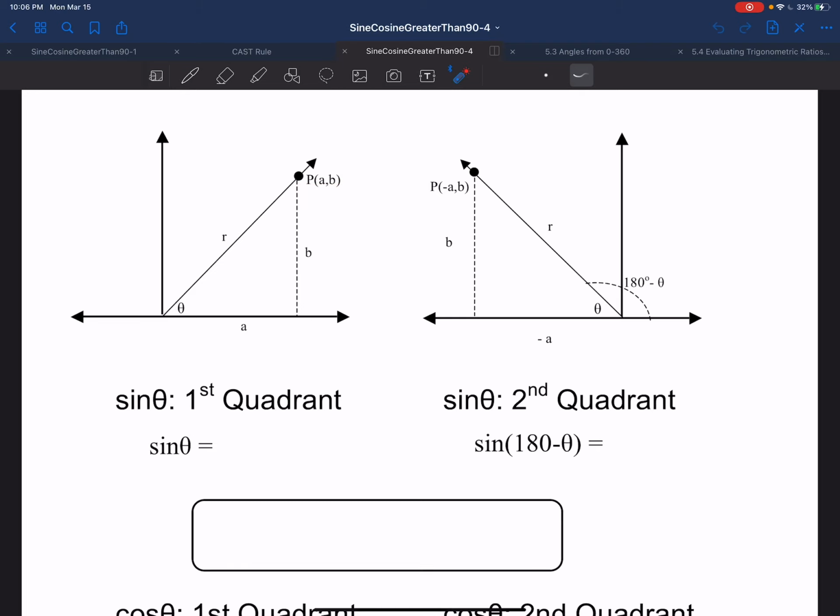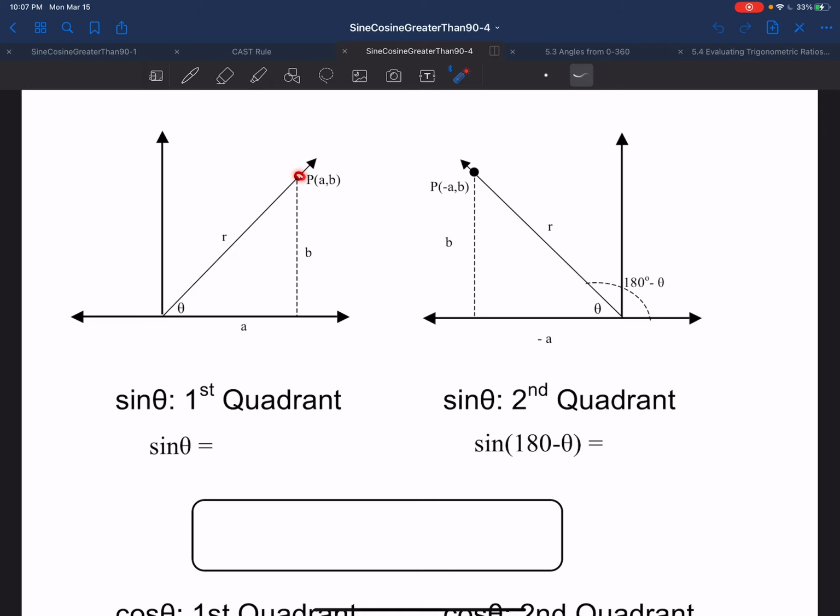But we land in the first quadrant because A is positive and B is positive. So X is positive, Y is positive, right? So if that's the point, the distance that we create vertically is the Y coordinate, or B. The horizontal distance would be the X coordinate, or in this case, A. We create a right angle triangle, and the hypotenuse that's created here, we call it R because it's the radius of the circle.